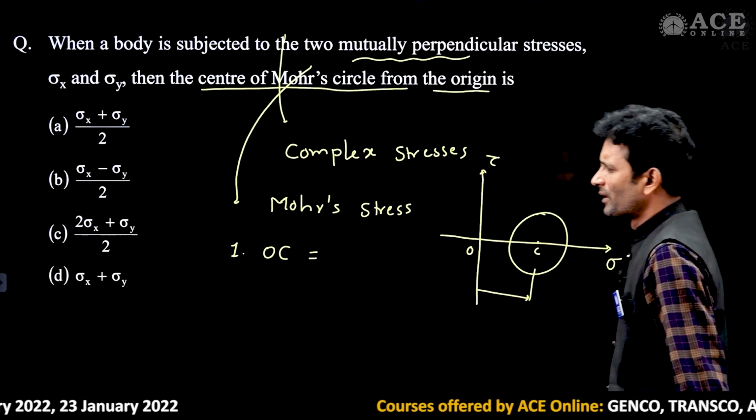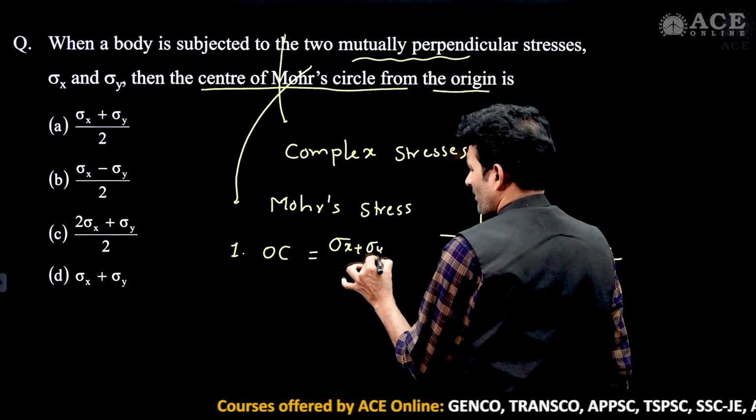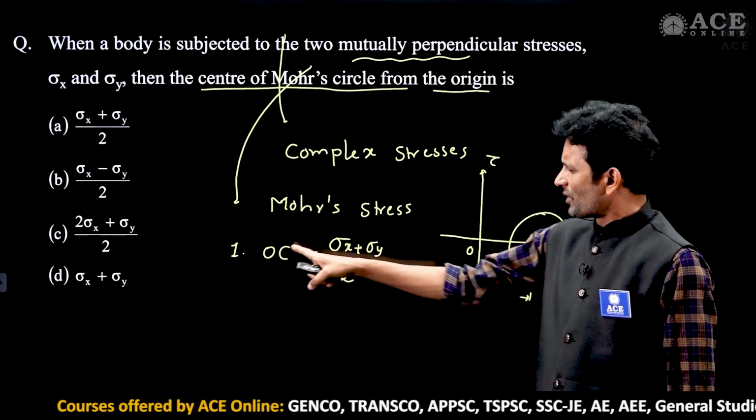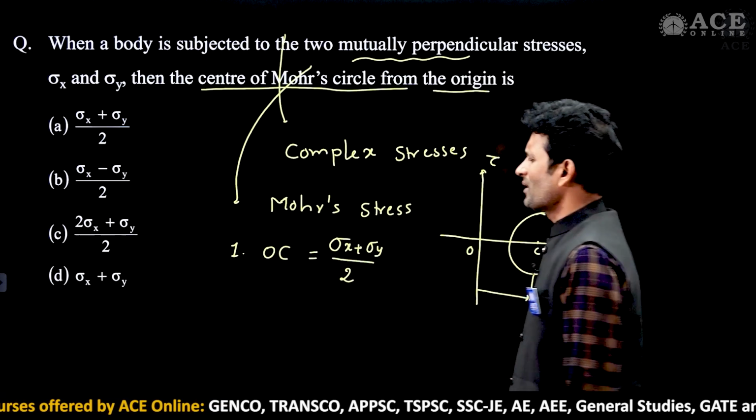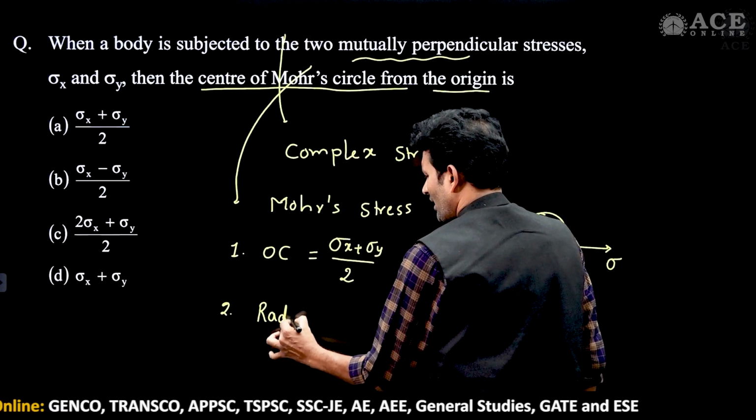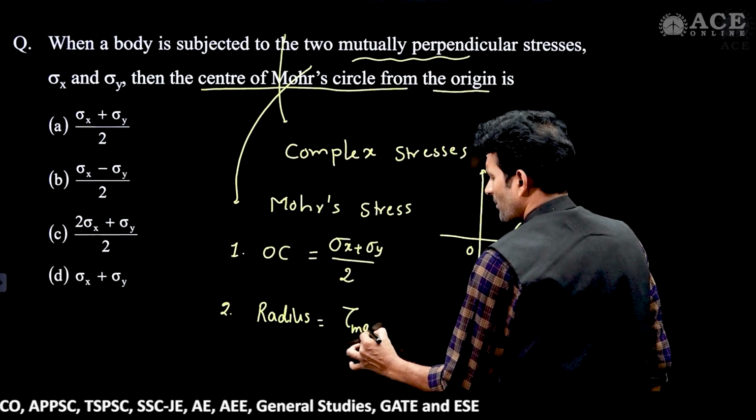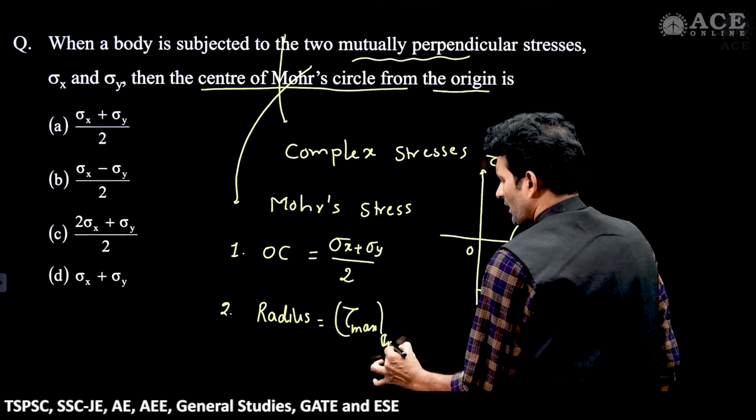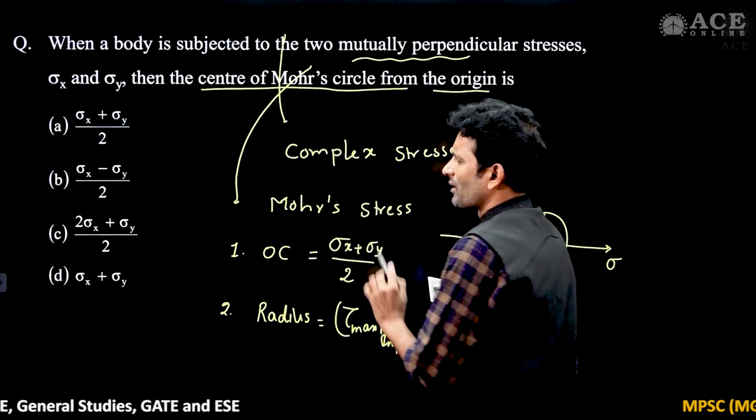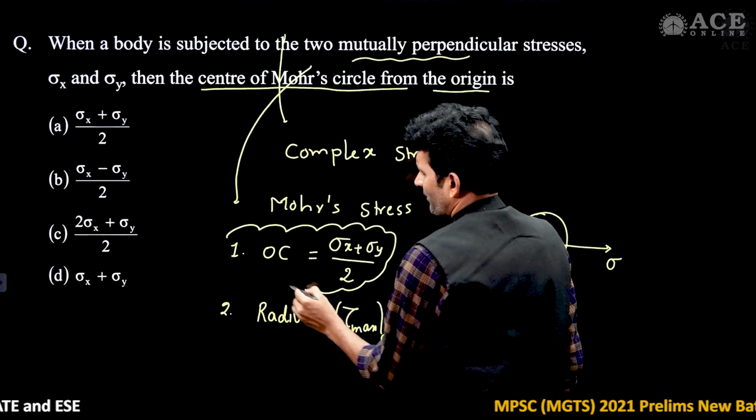How are we finding this? There is an empirical relation: sigma x plus sigma y divided by 2. Sigma x plus sigma y divided by 2 gives the distance from origin to the center of the Mohr circle. The second parameter required is the radius of the Mohr circle, which we get from the in-plane maximum shear stress. But this question asks for the distance from origin to the center of the Mohr circle. This is the required answer.